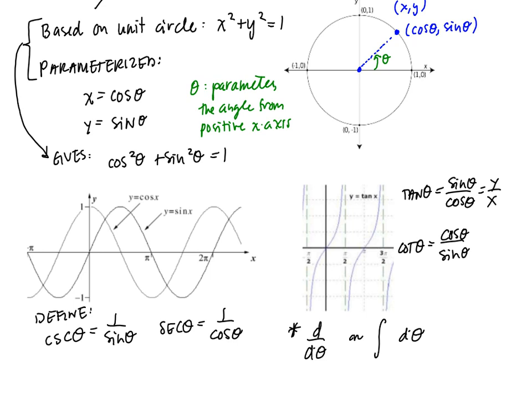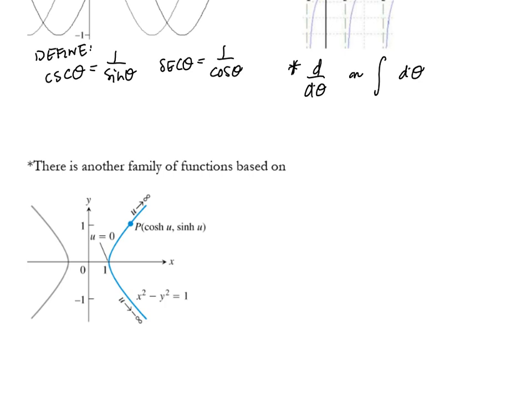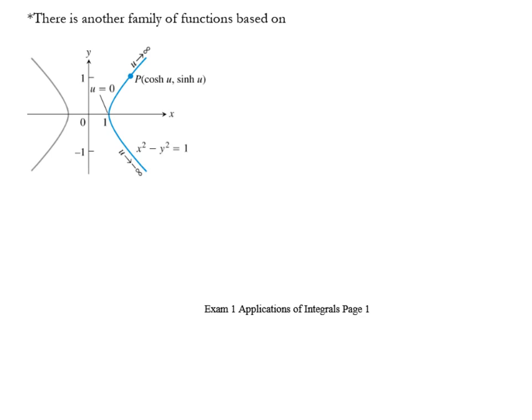There's a whole other family of functions called the hyperbolic trigonometric functions. They're based on this thing called the unit hyperbola. So here's a picture of the unit hyperbola. The unit hyperbola has an equation x squared minus y squared equals 1, much like the circle, but a minus instead of a plus makes these branches go away from each other instead of towards, so they don't connect.